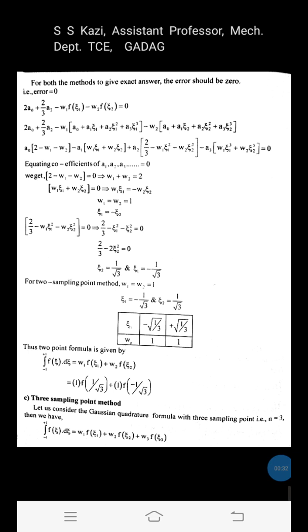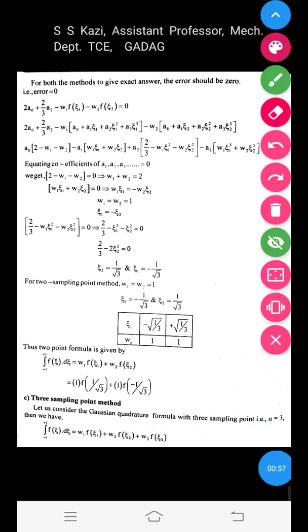My dear students, in the previous video we have discussed the Gauss 1-point method and the Gauss 2-point method, and also we have solved one of the problems to evaluate the given integral. Now we will move on to the 3 sampling point method, that is the 3-point method by Gauss integration. In the 3-point method we have to follow the same procedure as we have seen in the 1-point and 2-point methods.